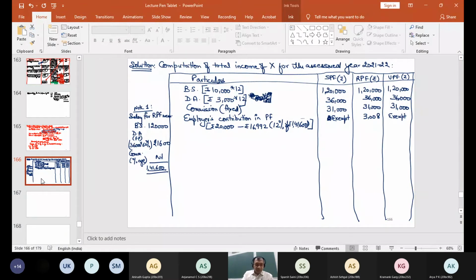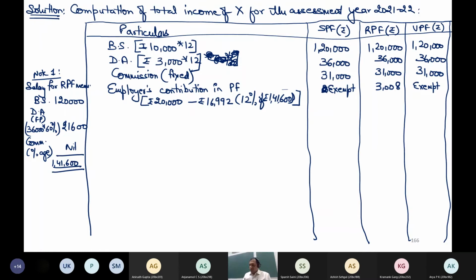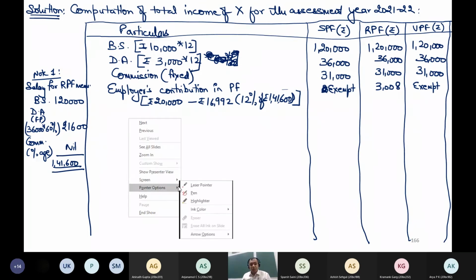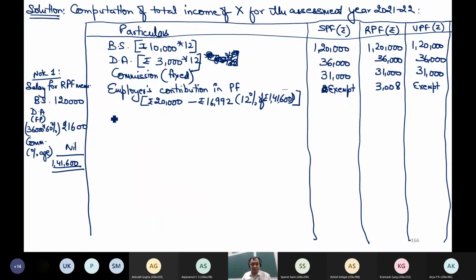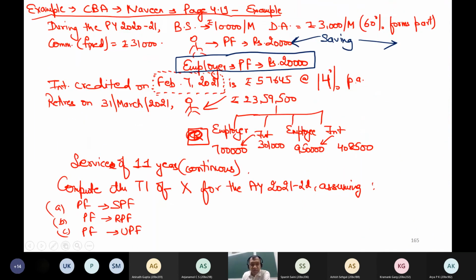Next point. Now, what is the other tax treatment of other provisions? What other income as an employee am I earning? So now I am earning interest also, interest on employer's contribution as well as on employee's contribution. In case of SPF, whatever is the interest, exempt. In case of UPF, whatever is the interest, exempt. But in case of RPF, how much is the interest?